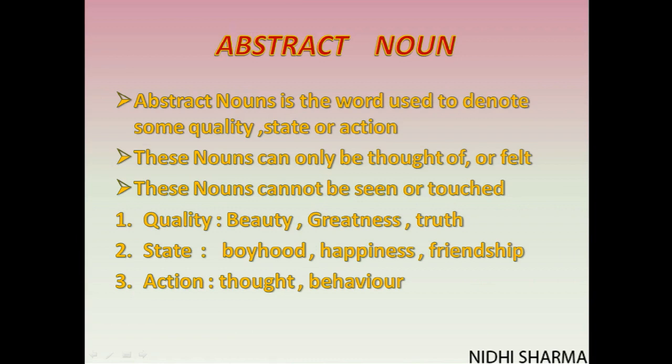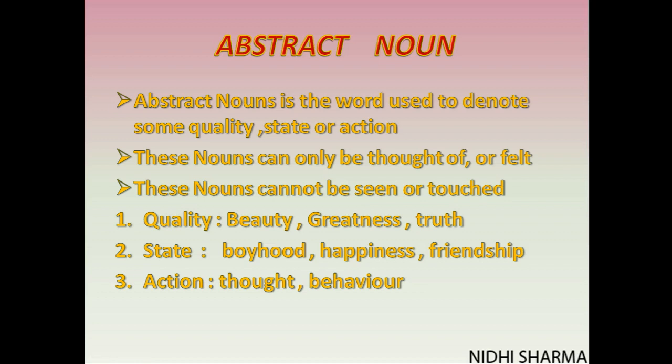Next, the next type of noun is abstract nouns. We have learned till now that nouns name people, places and things. One class of noun is abstract. Your five senses cannot detect this group of nouns. You cannot see them, hear them, smell them, taste them or feel them. An abstract noun is the word used to denote some quality, state or action. These nouns can only be thought or felt of. These nouns cannot be seen or touched.